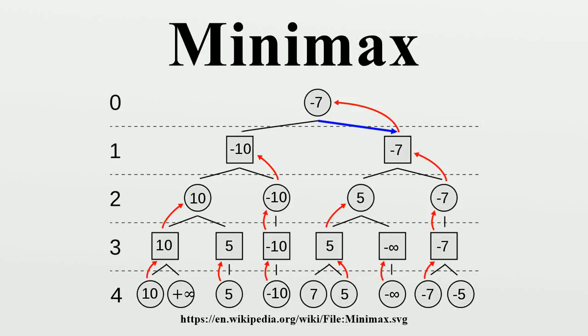Minimax is a decision rule used in decision theory, game theory, statistics and philosophy for minimizing the possible loss for a worst-case scenario. Originally formulated for two-player zero-sum game theory, covering both the cases where players take alternate moves and those where they make simultaneous moves. It has also been extended to more complex games and to general decision-making in the presence of uncertainty.